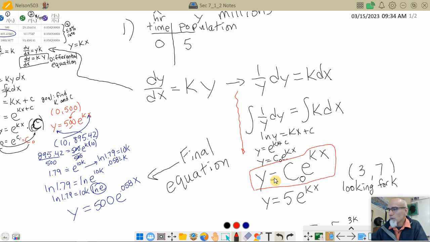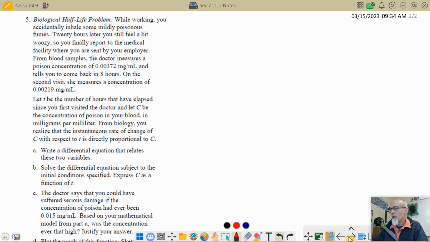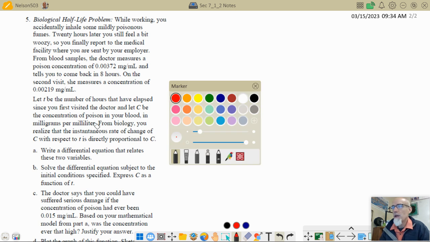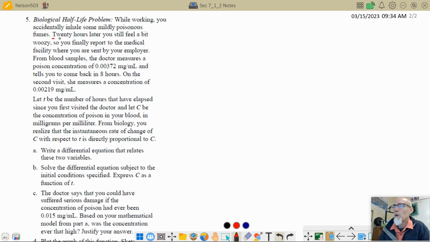So in the problem that we're going to do, number 5 from today's homework, they say that somebody gets poisoned at work by accident. They've inhaled some poisonous gas and they don't feel so good. So 20 hours later, they go to the doctor and they see that they have a concentration level. At 20 hours, they have a concentration level of 0.00372. Now, I'm kind of getting ahead of myself.